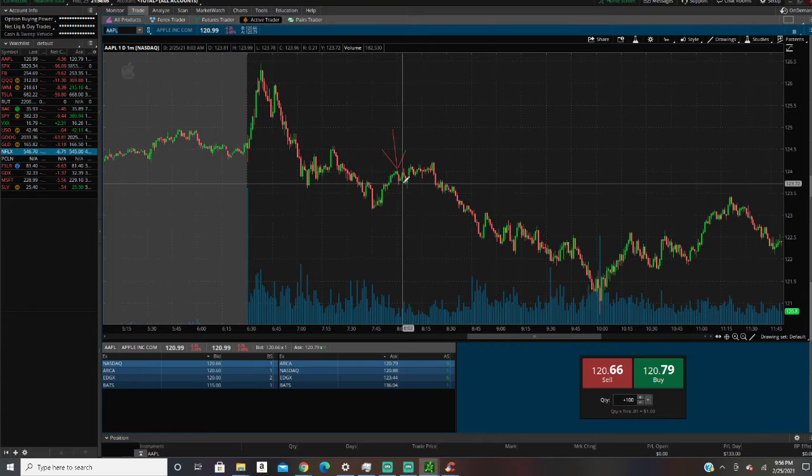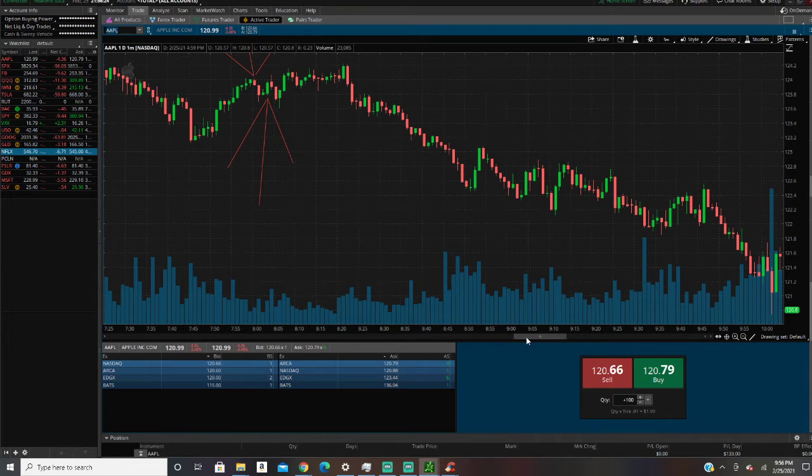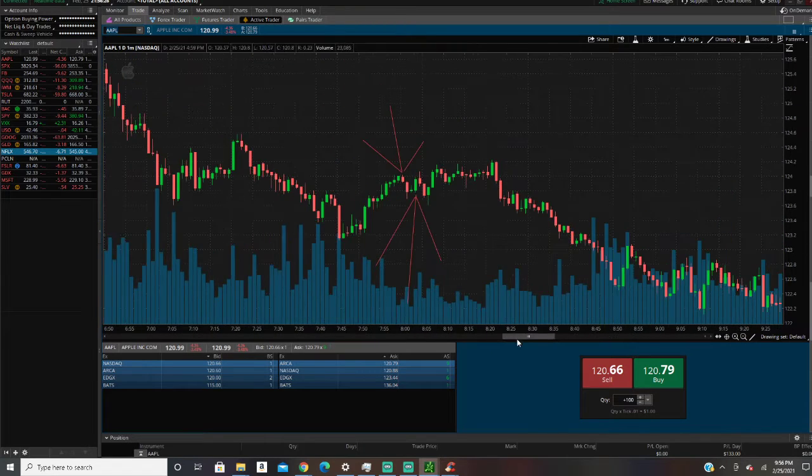So right here on the green candle. Let me zoom in a little bit so you guys can see a little better. So right here, first entry goes down a little bit. Second entry right here on the green candle, just about in the middle of the green candle right here.